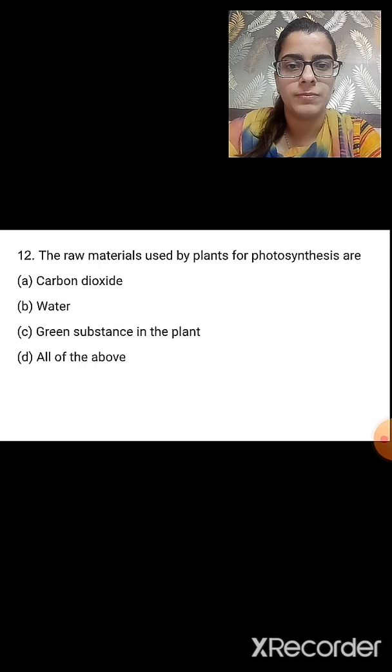12th question. The raw materials used by the plants for the photosynthesis are. So, which raw materials are used by the plants for the process of photosynthesis? Options are A. Carbon dioxide, B. Water, C. Green substance in the plant, and D. All of the above. So, what are the raw materials that are used by the plants for the photosynthesis?